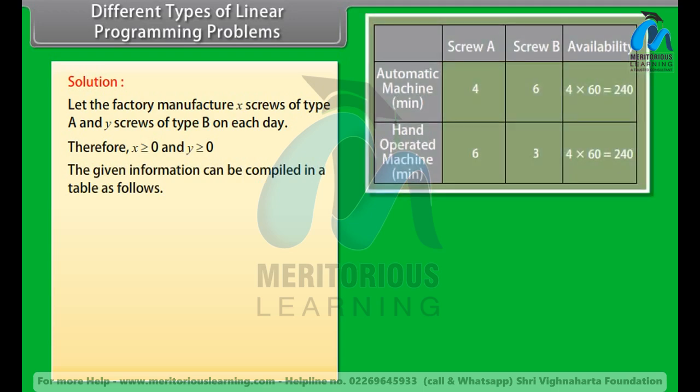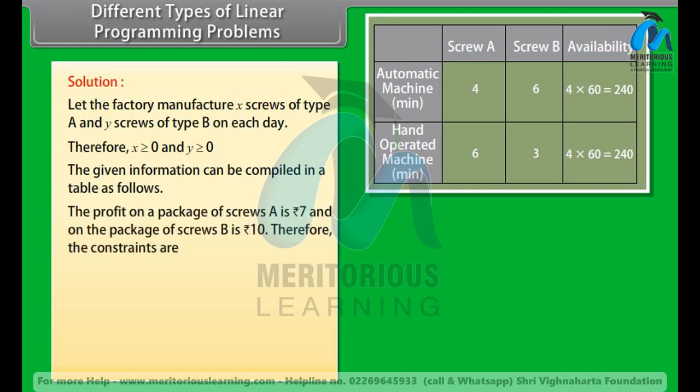The given information can be compiled in a table as follows. The profit on a package of screws A is rupees 7 and on the package of screws B is rupees 10. Therefore, the constraints are 4x + 6y ≤ 240, 6x + 3y ≤ 240. Total profit Z = 7x + 10y.